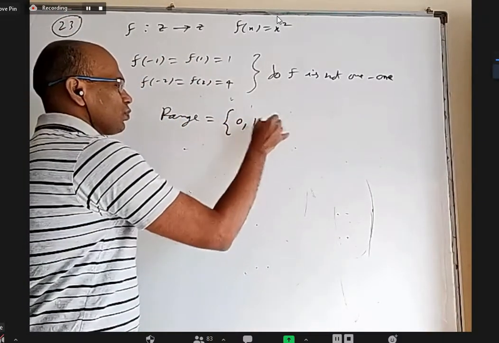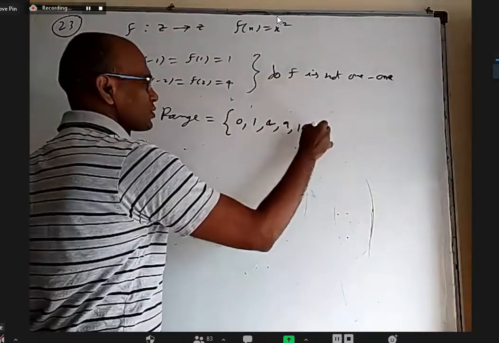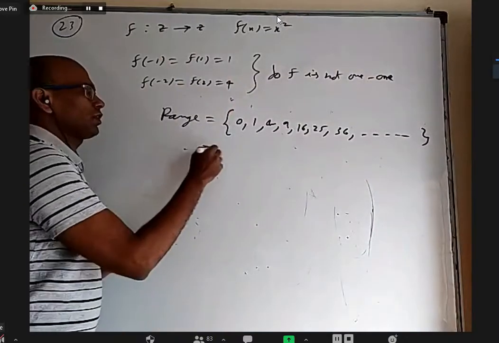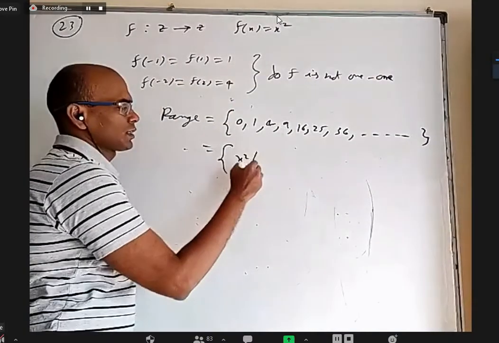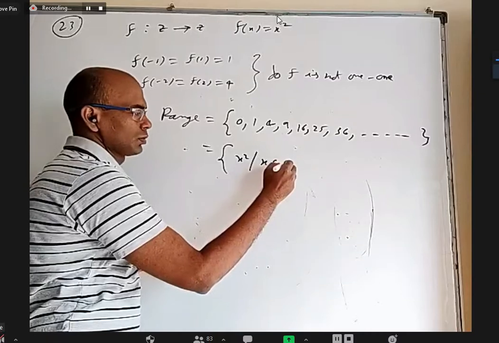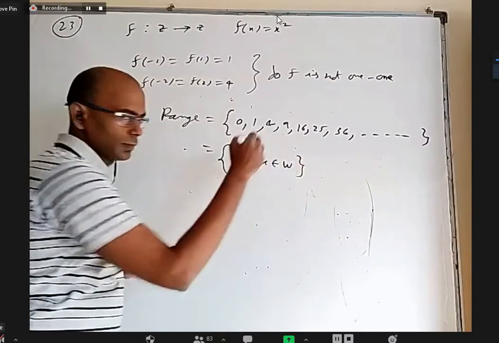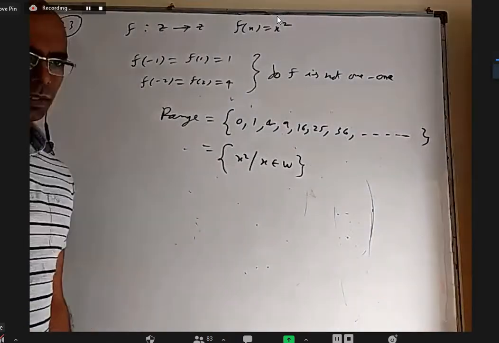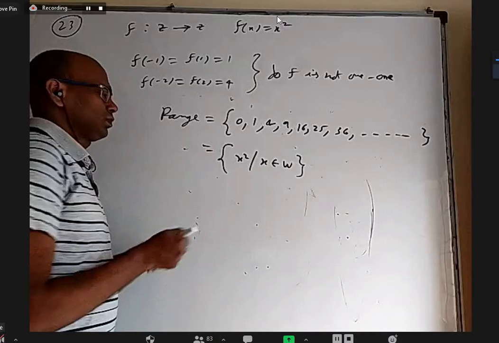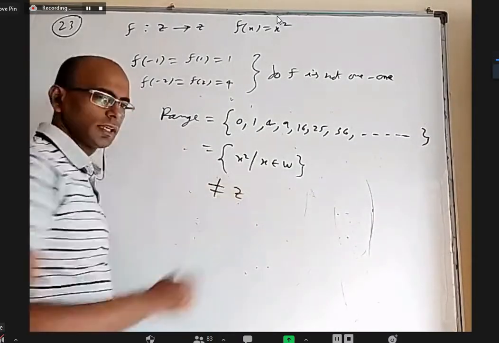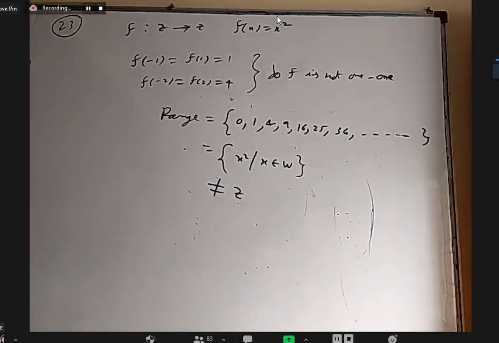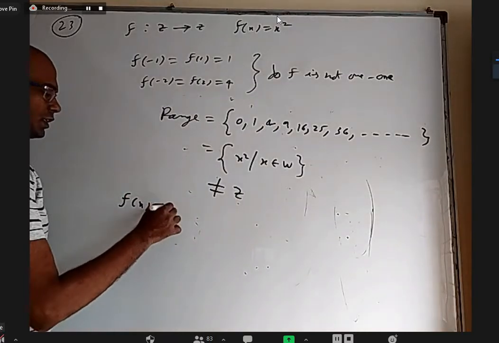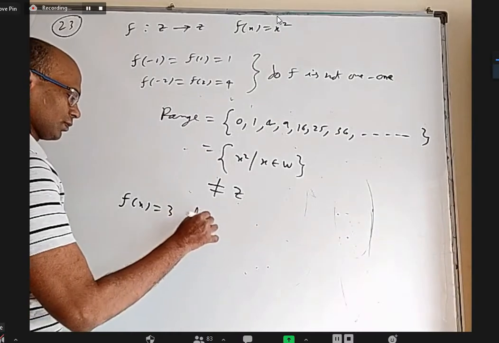Range is 0, 1, 4, 9, 16, 25, 36, and so on. All perfect squares. If you want, you can also write x square such that x belongs to W, whole numbers. All numbers in the form of x square where x is a whole number. Obviously, it is not equal to Z. Range and codomain are different. Or f of x equal to 3 doesn't have any solution.